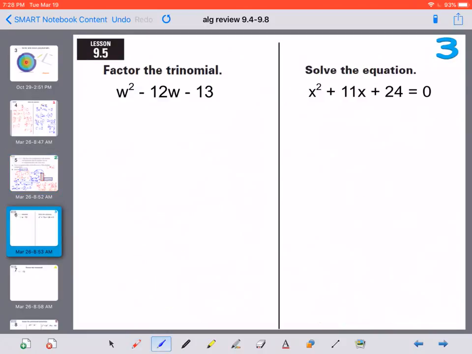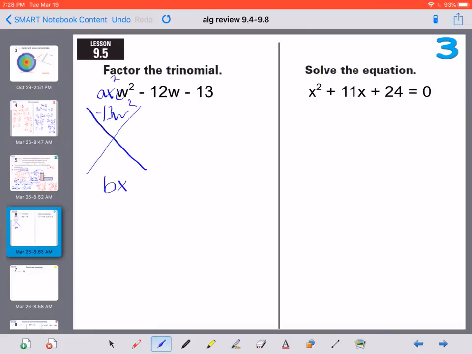Alright, now we are going to factor this trinomial. To do that, we need to create a diamond problem. Now remember, ax squared times c goes up at the top. Now my a in this problem is 1 because it's with the w squared. So 1 times negative 13 gives us a negative 13w squared. bx goes on the bottom.